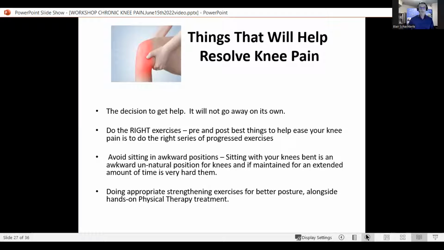And then things that will help resolve knee pain. Decide to get help. I always say it's better to seek help sooner rather than later. Doing the right exercises is going to help ease your pain, and the right progression too. We like to grade things in our physio recovery programs. Then avoid sitting in awkward positions, because that puts excessive force through the knee as well. And then doing the appropriate strengthening exercises with better posture, along with some hands-on physiotherapy, is going to get the tissue moving and guide you down the right path in your recovery.